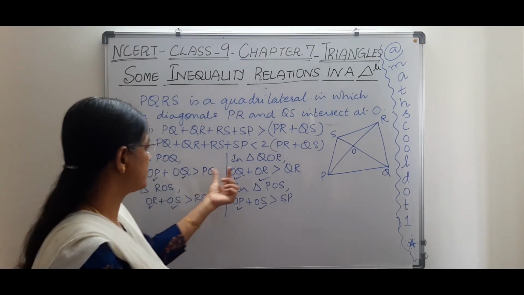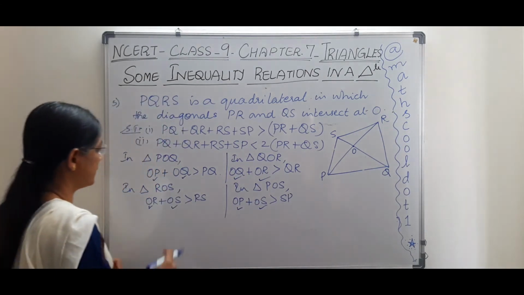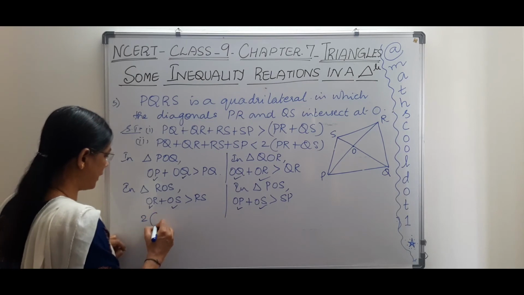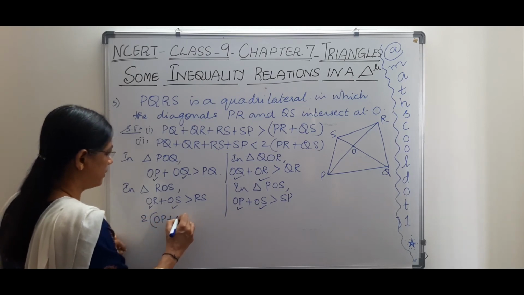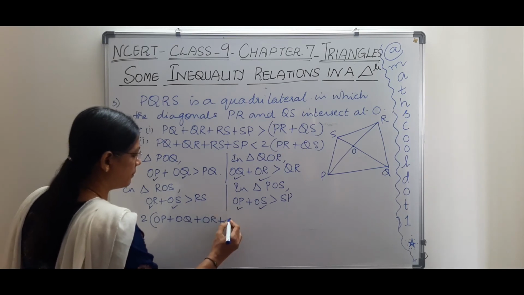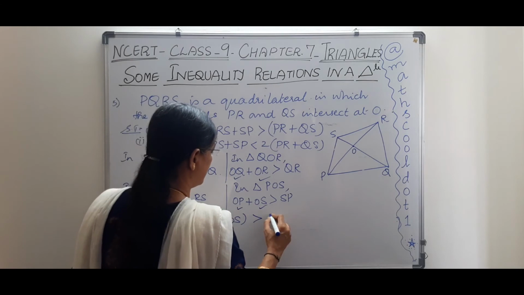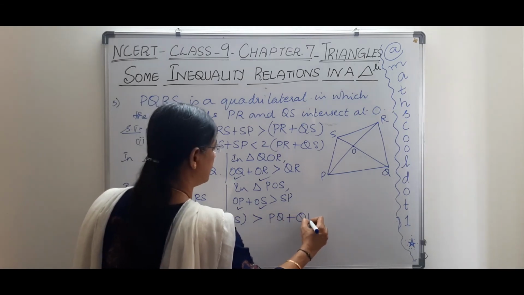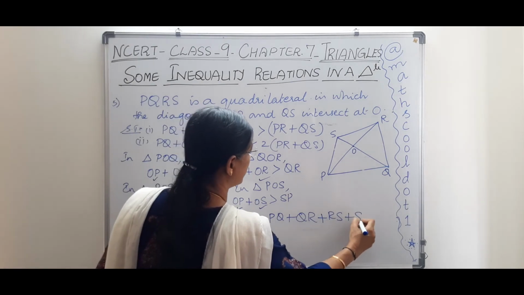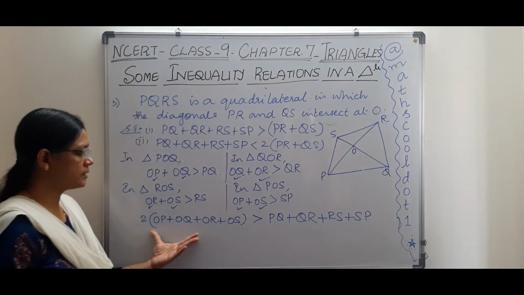On the right side, we have PQ plus QR plus RS plus SP, the sum of all sides. So for this, I take 2 times OP plus OQ plus OR plus OS is greater than PQ plus QR plus RS plus SP, because the greater sign is there. Okay, so I've got this. Now what about the left side?